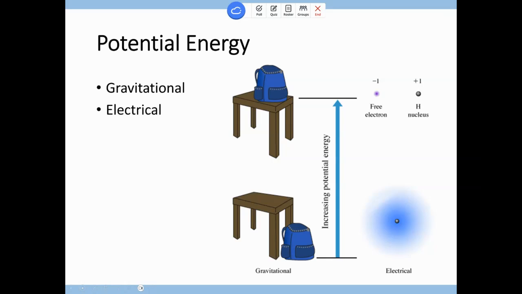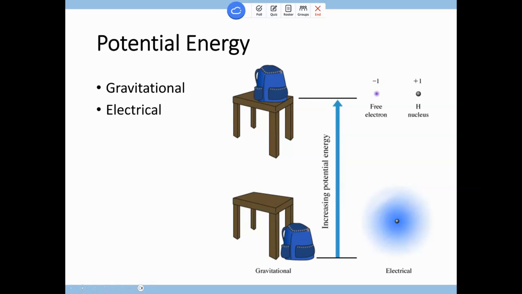We can also think about potential energy in terms of electrical energy. So if we think about a hydrogen atom, we have a proton in the nucleus, and then an electron somewhere in the electron cloud. When the proton and electron are in that atomic shape, the electron is orbiting the nucleus, the proton. That's a lower potential energy state. If we separate the electron and the proton, so we have something that's negatively charged away from something that's positively charged, they have high potential energy.